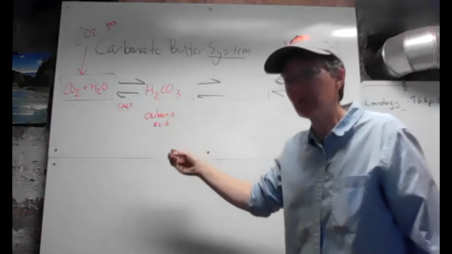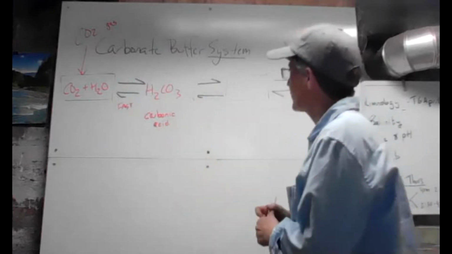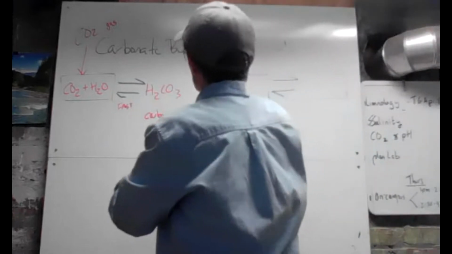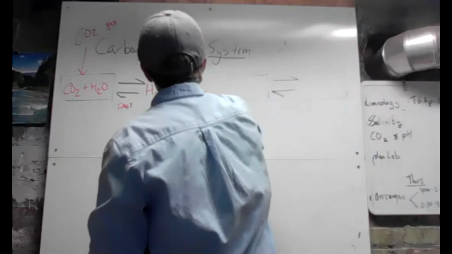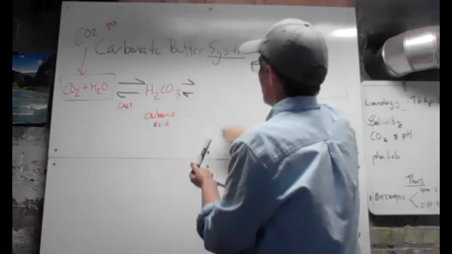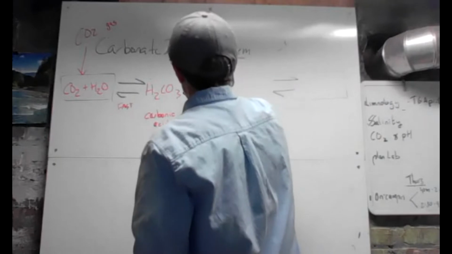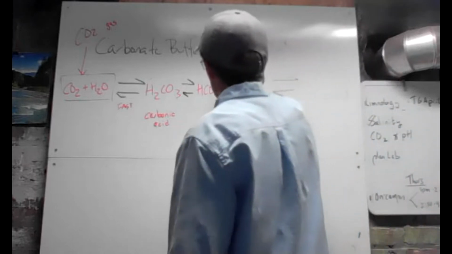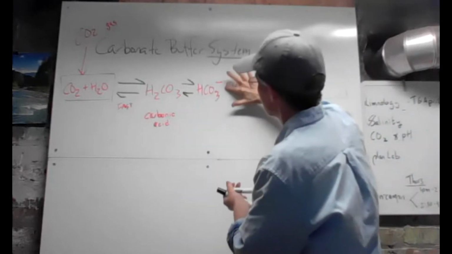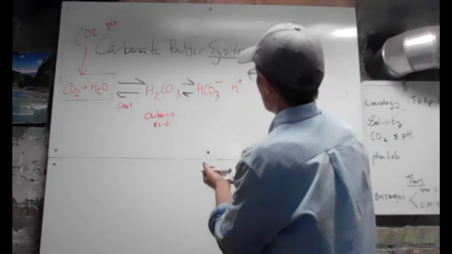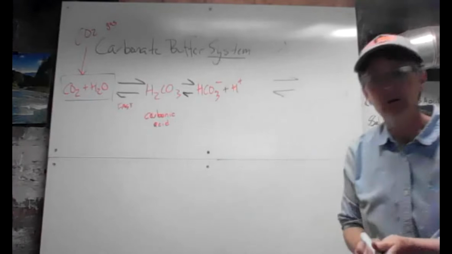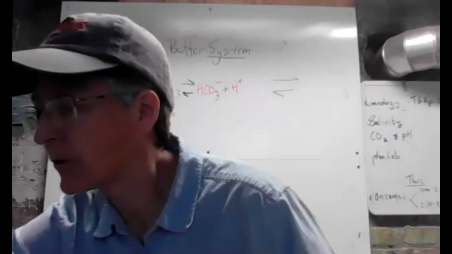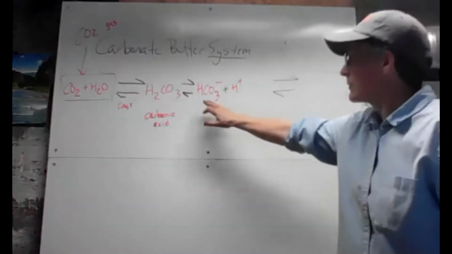Carbonic acid, it's an acid. That means it can break apart, releasing a proton into the water. I'm going to make these arrows smaller. What this is going to break apart into is the bicarbonate ion plus one proton. I'll use the other pen for that just so it's really clear.